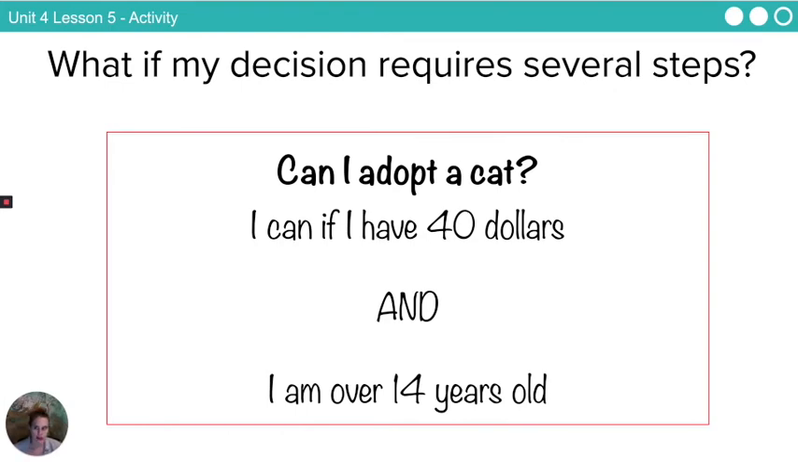Here's another example. What if my decision requires multiple steps? Can I adopt a cat? I can if I have $40 and I'm over 14 years old. What would that look like in a flowchart? What do you think?